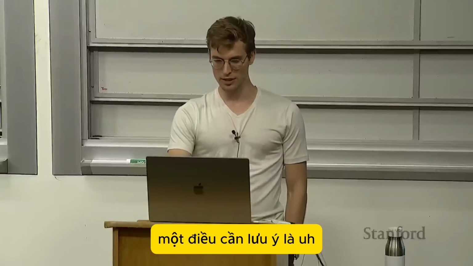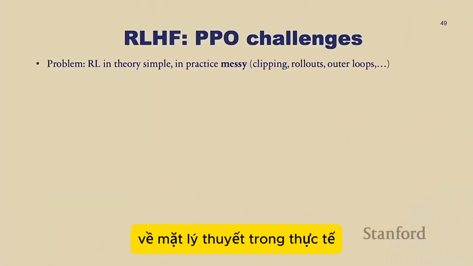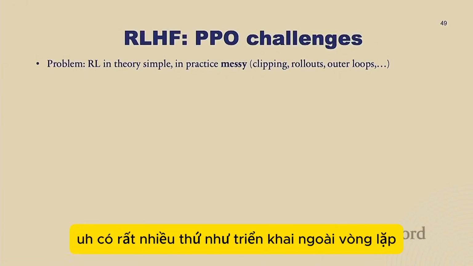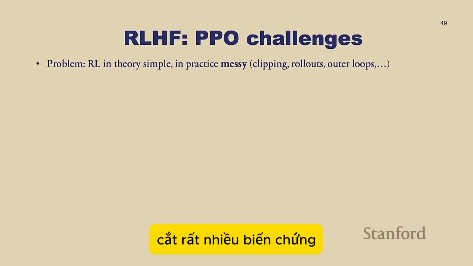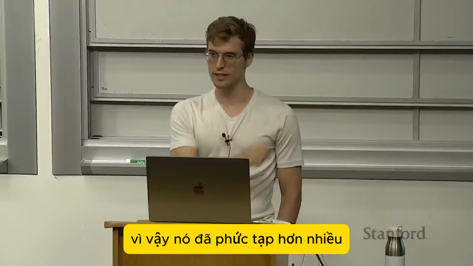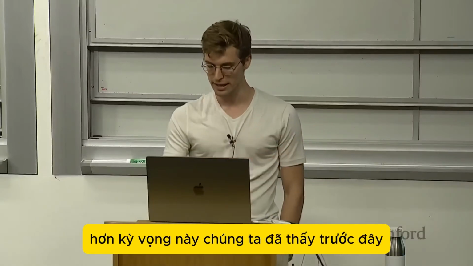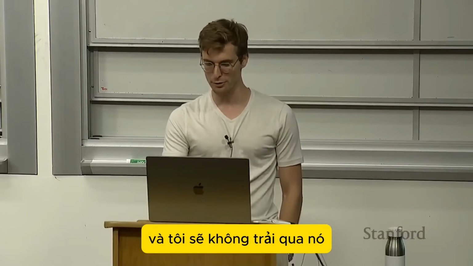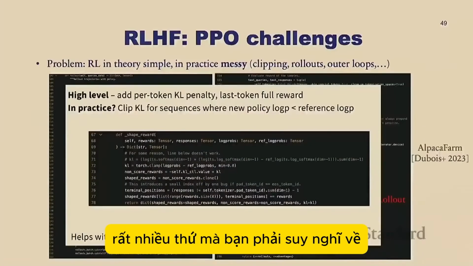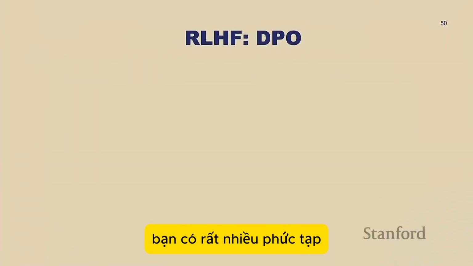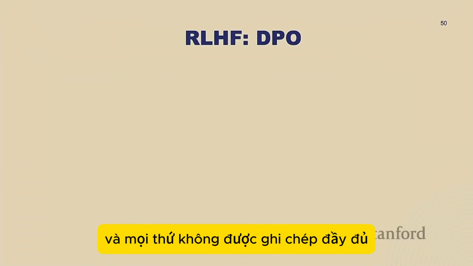One thing to note is that PPO has many challenges. Reinforcement learning is super nice theoretically. In practice, anyone who ever worked with reinforcement learning knows it's such a mess. There are a lot of things like rollouts, outer loops, clipping, so many complications. This is the idealized PPO used for LLM settings, which is already much more complicated than the expectation we saw before. And in practice, it's much more complicated. We had to do one implementation of it, and I'm not going to go through it. But basically, you have so much to think about when you implement that type of PPO algorithm. You have clipping everywhere, a lot of complexities, and things are not well documented.